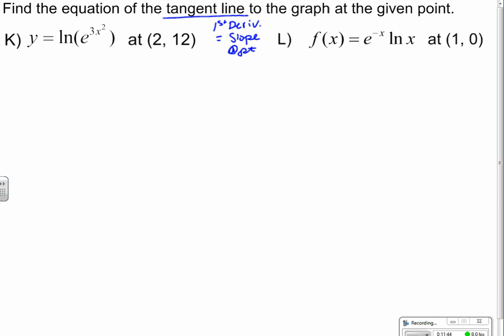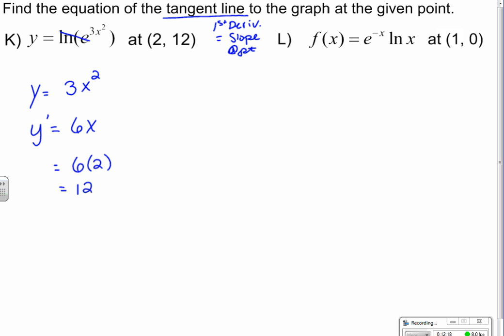Okay, so what we want to do is take the derivative of k. But if you've caught on, natural log and e, they will cancel away each other, and we'll be left with y equals 3x squared on this one. So this becomes kind of an old school one. Let's take the derivative of 3x squared, and we're sitting with 6x. Evaluating this at the point of 2 will give us 6 times 2, or 12.